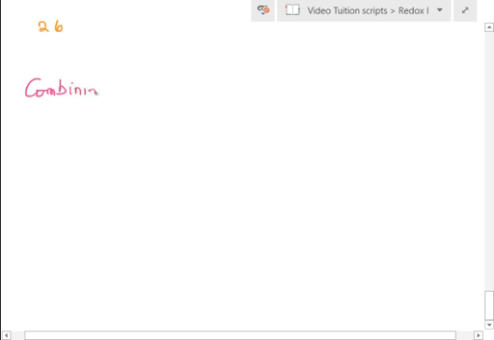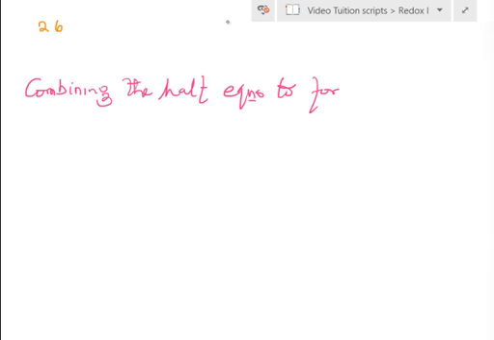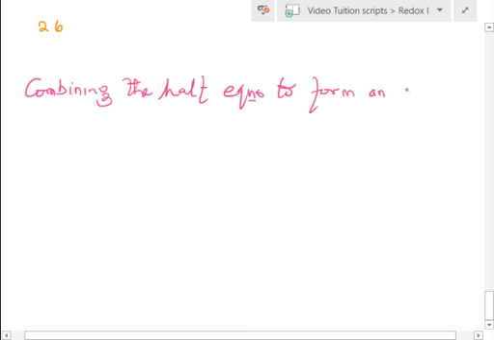Combining the half equations to form an ionic equation. So let's see. The half equation again is Mg loses 2 electrons, and it becomes Mg2+.